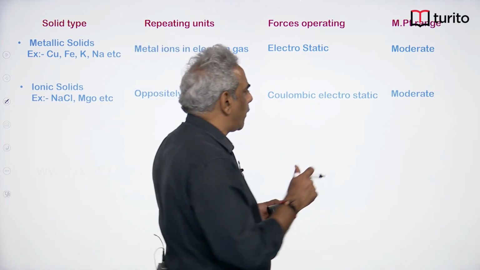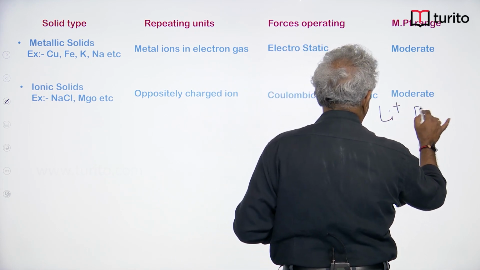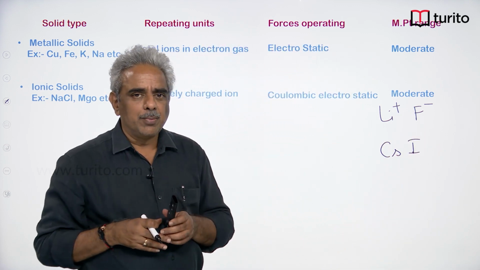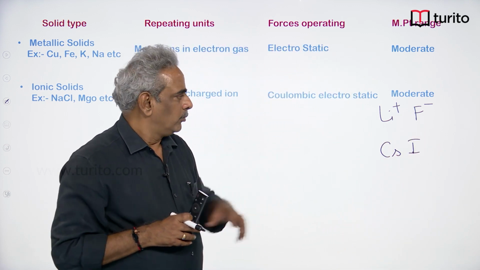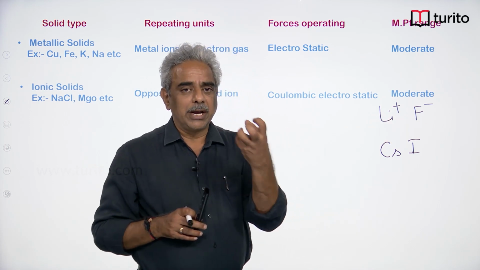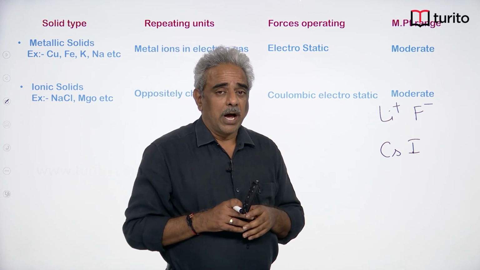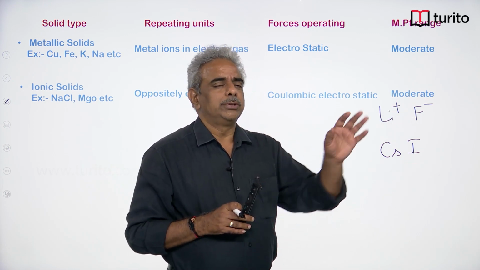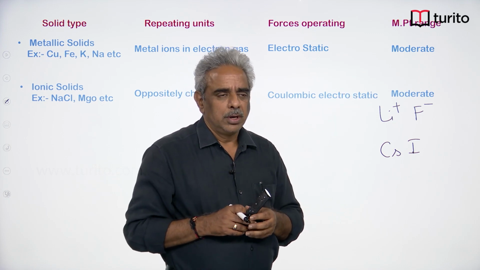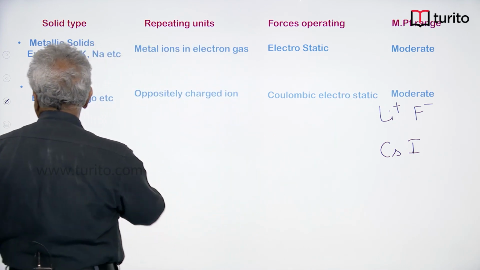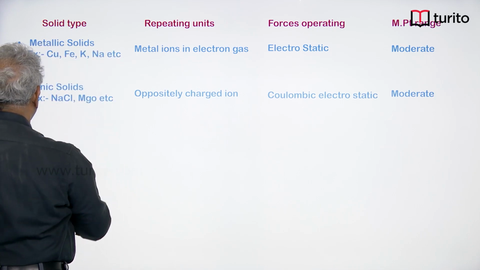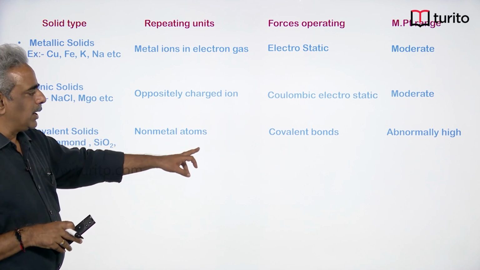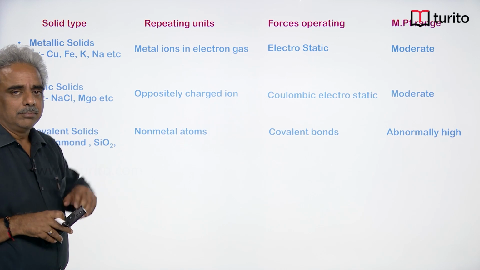Suppose lithium fluoride and cesium iodide, both are ionic compounds only, very good ionic compounds. But here ions being very small, attraction is very high. So melting point will be high here, and melting point will be low there. So generally that is why I said moderate to high. Coming to the third variety of solids, covalent solids: non-metal atoms, covalent bonds, abnormally high.